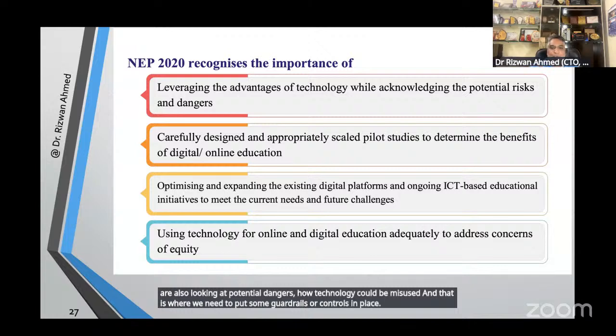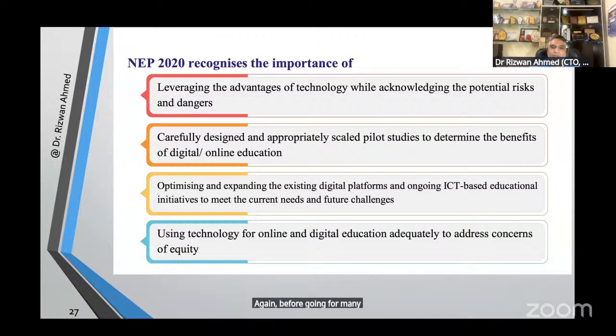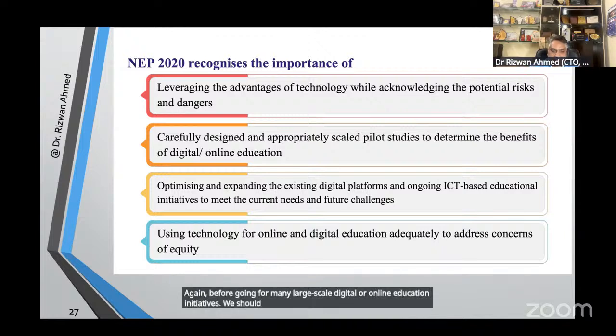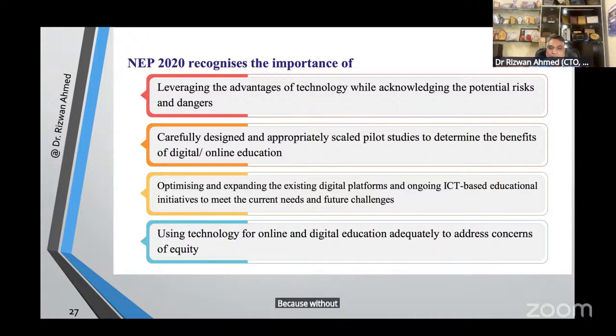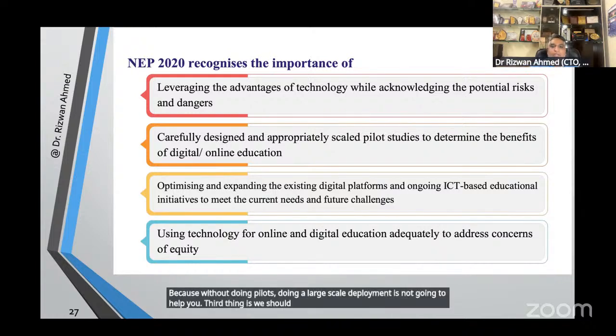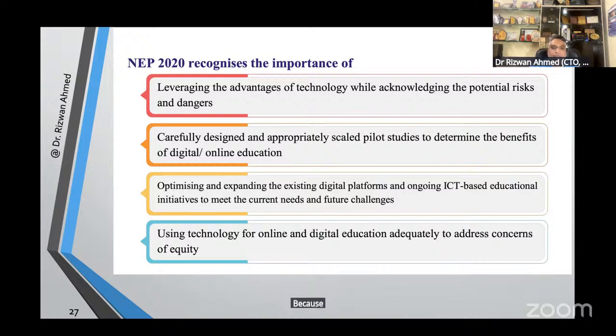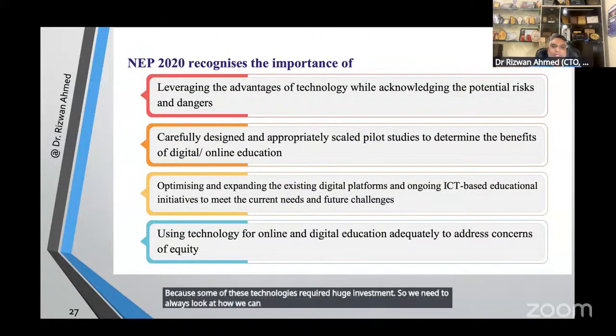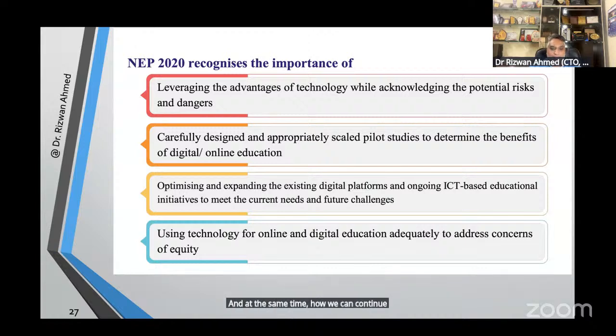Again, before going for many large-scale digital or online education initiatives, we should always do pilots. Even NEP 2020 recommends that, because without doing pilots, doing a large-scale deployment is not going to help you. The third thing is, we should always be looking at optimizing and expanding our existing digital platforms, because some of these technologies require huge investment. So we need to always look at how we can recoup our investment in the existing solutions we may have, and at the same time, how we can continue to modernize them.